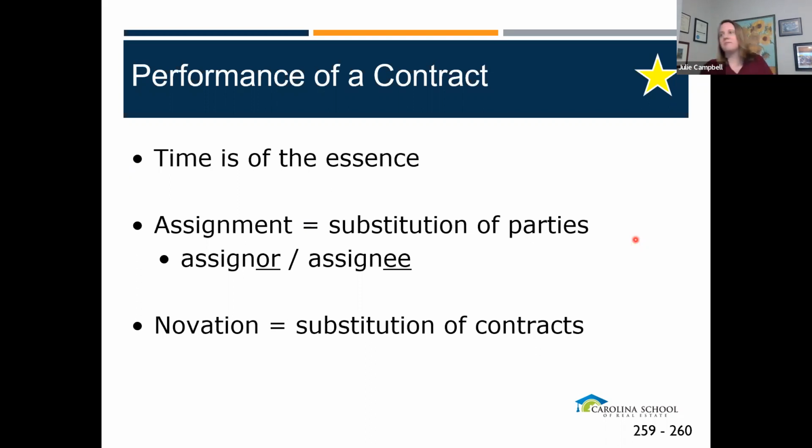A novation is substitution of the contracts. You are creating a new contract to substitute it for the former one. Maybe you've renegotiated and you've come to new terms. You're under contract, you've all agreed, you've signed, but something happens and you decide to renegotiate and you come to new terms. The intent is to get rid of the old contract and replace it with a new one.